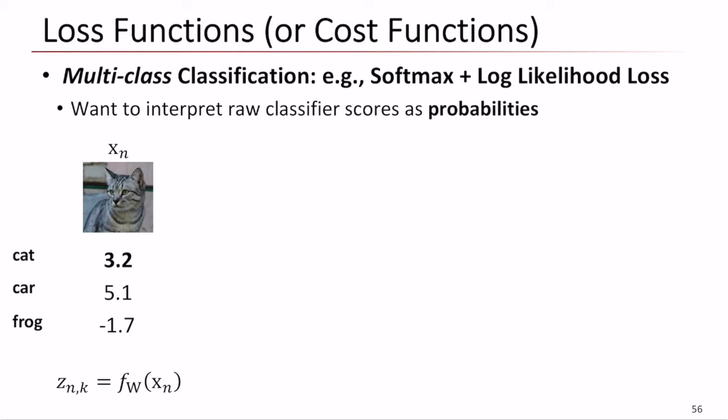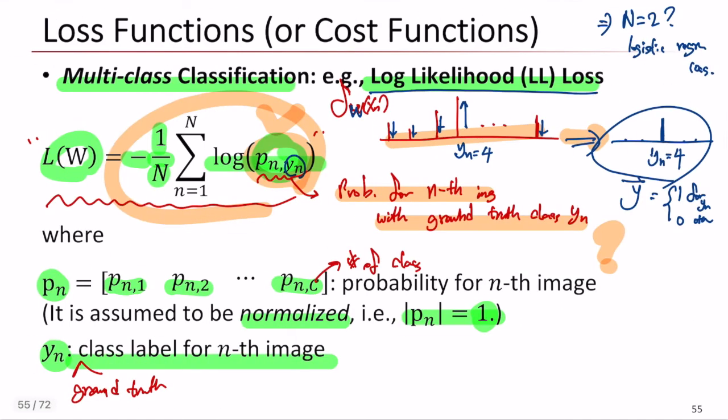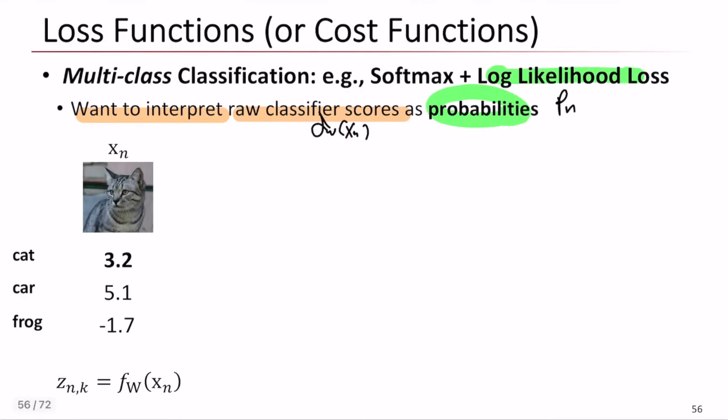In other words, we want to interpret the classifier score, let's say f(W, xn), as a probability like pn, to use log likelihood for the multi-class classification problem. So, let's talk about how to do this.